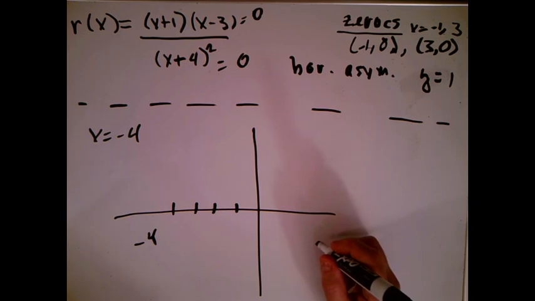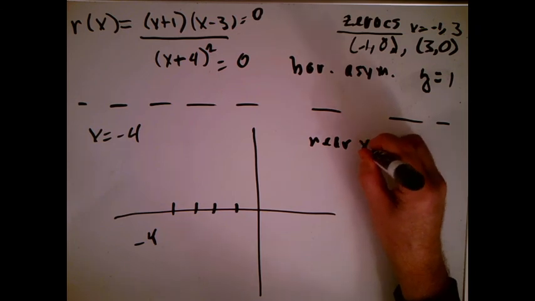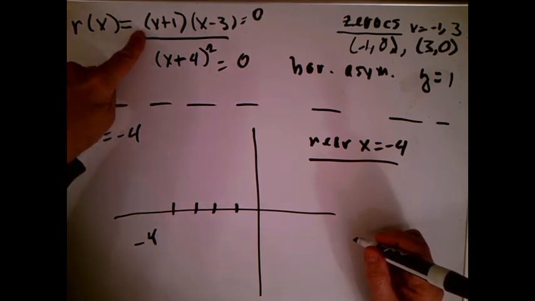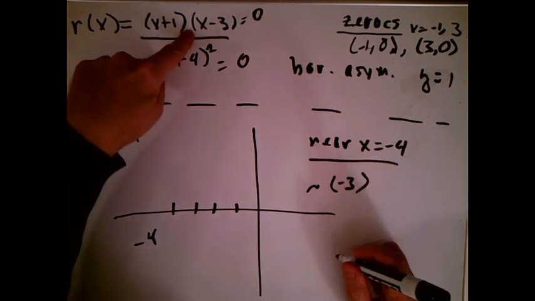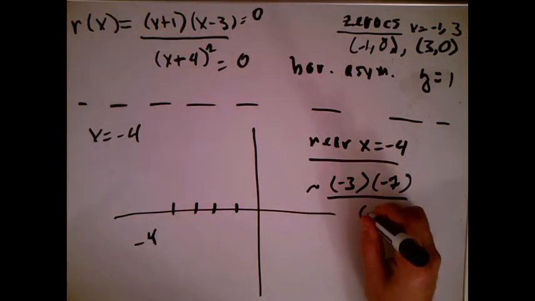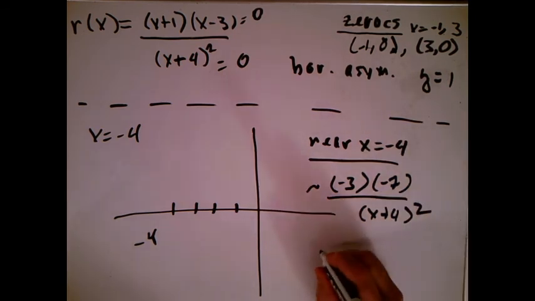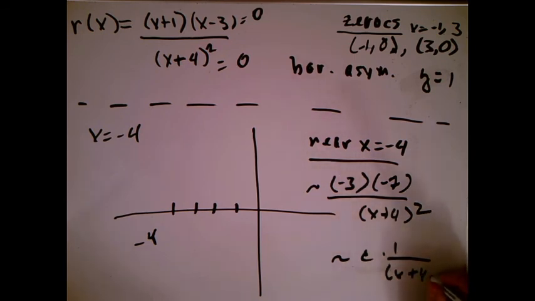Now, near x equals -4, this is going to be our little scratch pad here. Near x equals -4, what happens? Well, -4 plus 1 is about -3. So let me put a little squiggle here. It's about -3. x minus 3, that's going to be -7. And on the bottom is x plus 4 squared, that's going nuts. That's the thing that actually causes the asymptote. Now that's going to be a positive constant times 1 over x plus 4 squared.